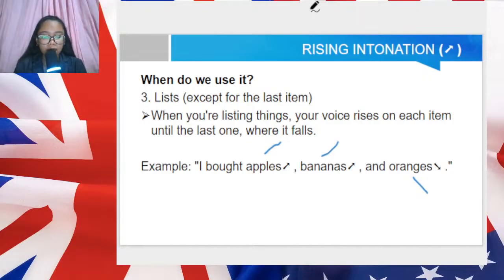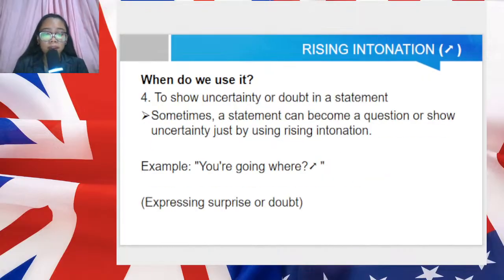Okay? All right. Now we have arrived at the fourth and final application of rising intonation. But before that, let me check my screen. Okay. All good. Everything's good.